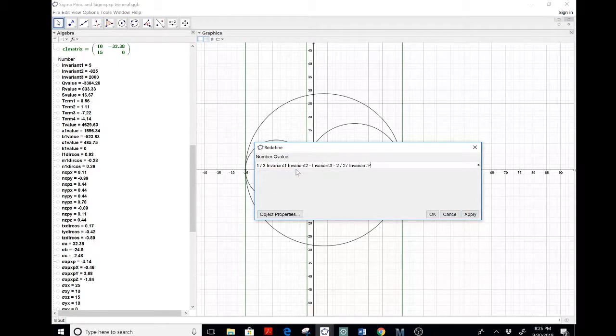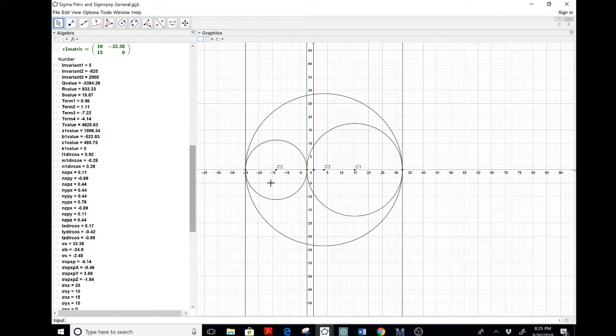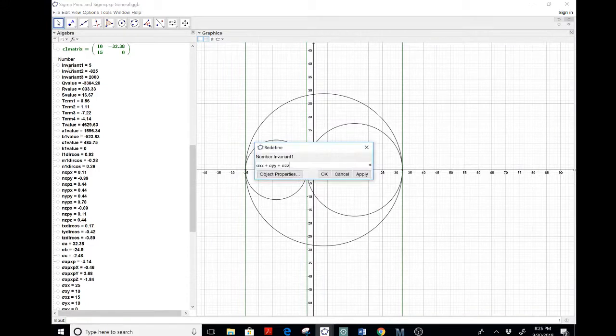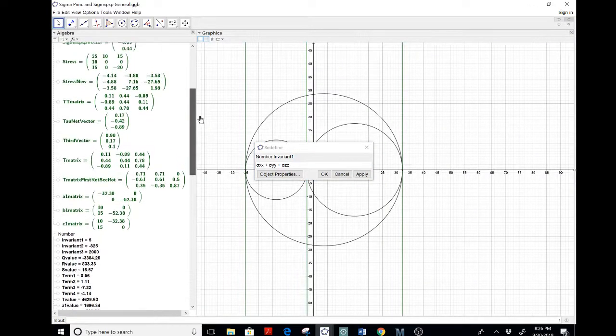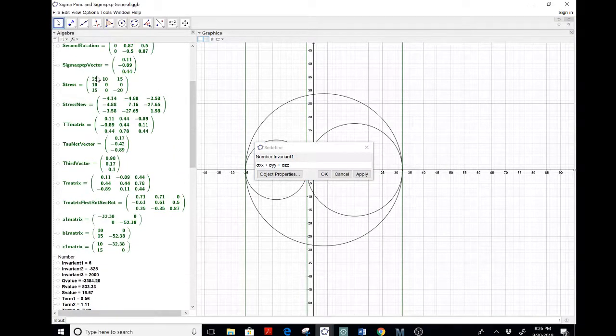For instance, Q is 1/3 invariant 1 times invariant 2 minus invariant 3, 2/27. How often do you see that? Of course, those require the invariants. So the invariants are pretty straightforward. The first one is sigma xx plus sigma yy plus sigma zz. Those are from your original stress matrix. This is xx, this is yy, and this is zz.